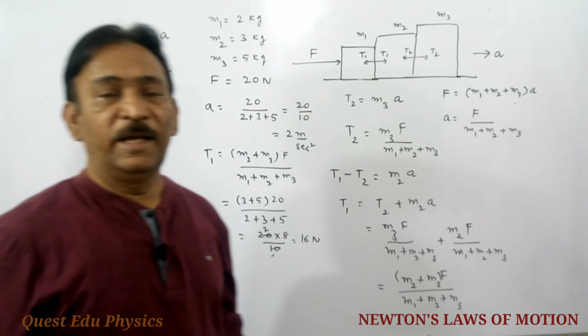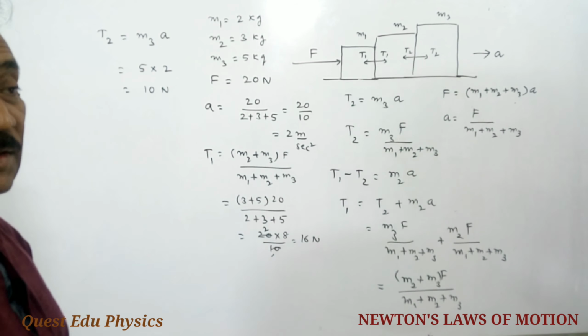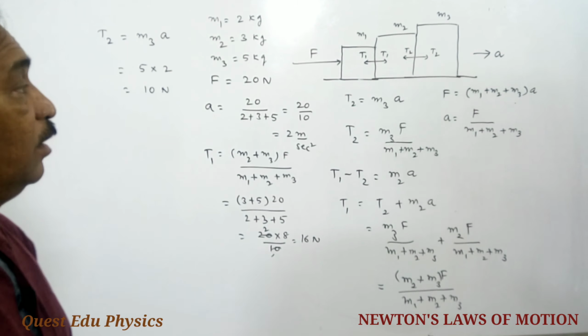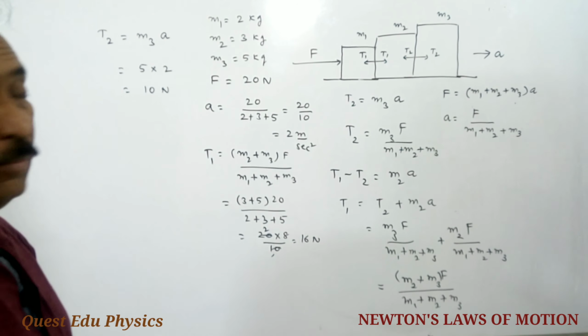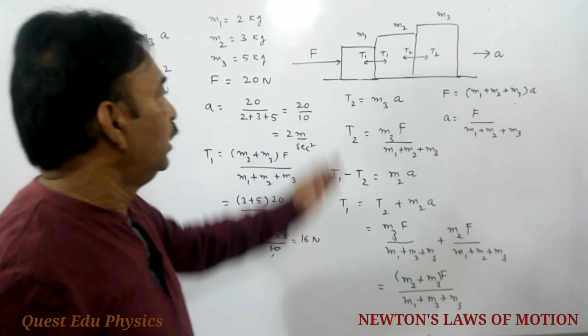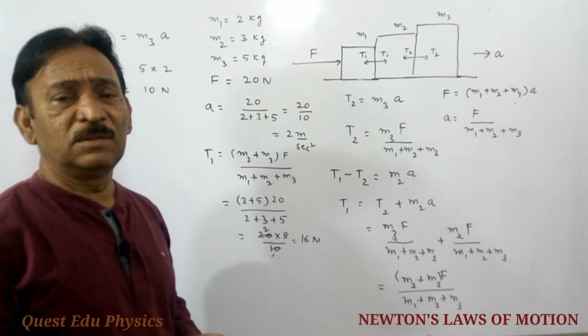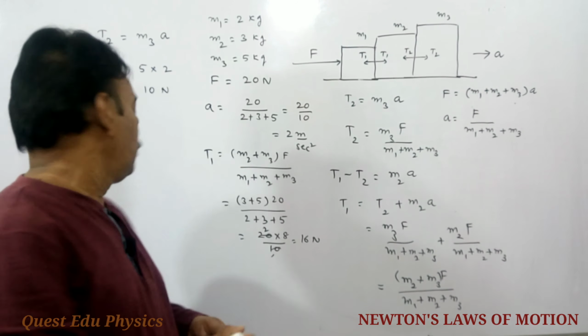Okay. In this way you can find out the tension as well as the acceleration in the case of a 3-body system. And you have to adopt the same system for a 4-body or 5-body system. Even if it is pushed or pulled, you have to apply the same relations. Okay, students?